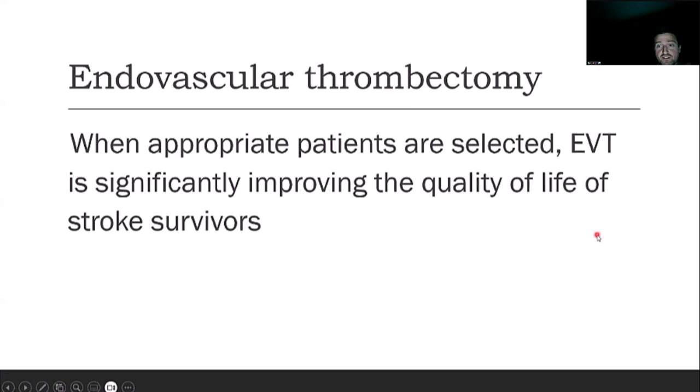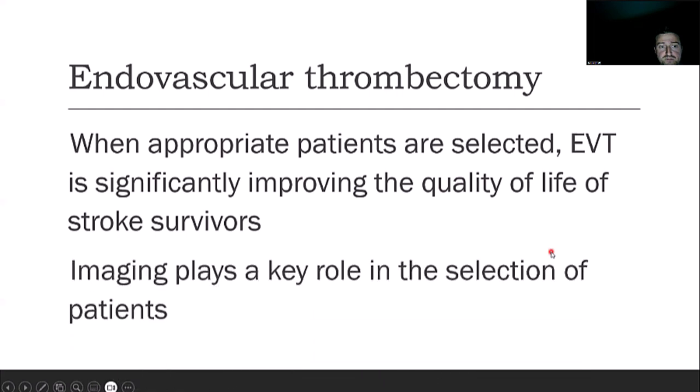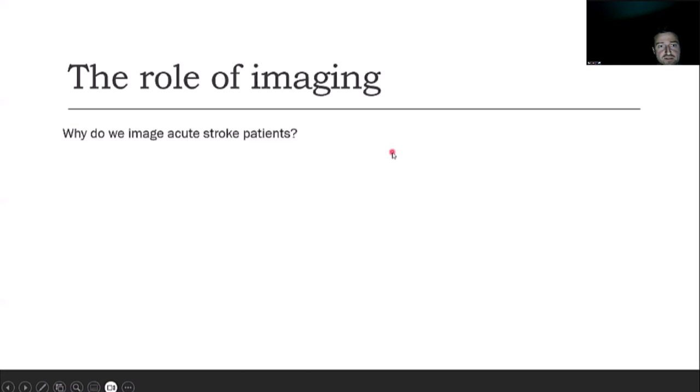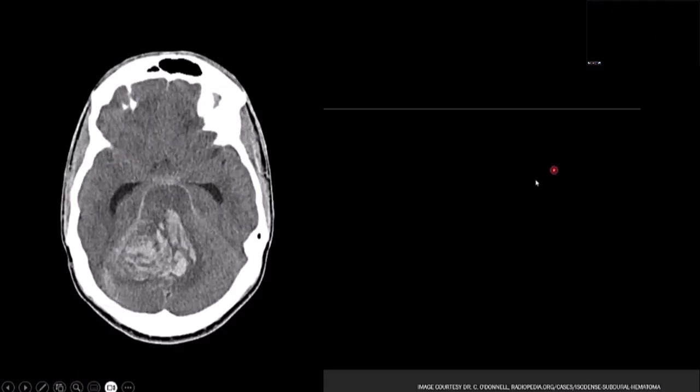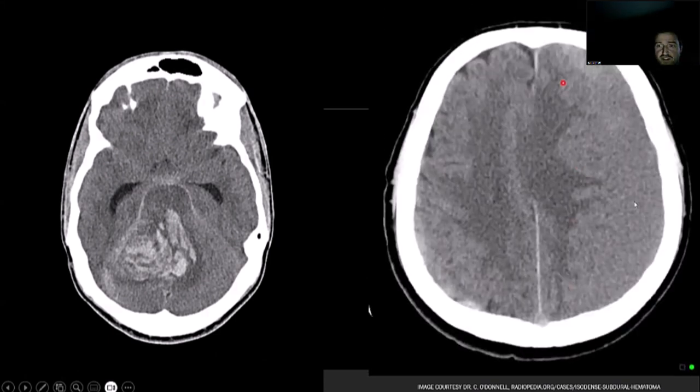So endovascular thrombectomy. When appropriate patients are selected, EVT is significantly improving the quality of life for stroke survivors. And imaging now plays a key role in the selection of these patients. So why do we image acute stroke patients? Number one, we want to exclude hemorrhage. Obviously, we don't want to give tPA or treat any patients that are presenting symptomatic as a result of their hemorrhage or have hemorrhage as a result of their infarcts.